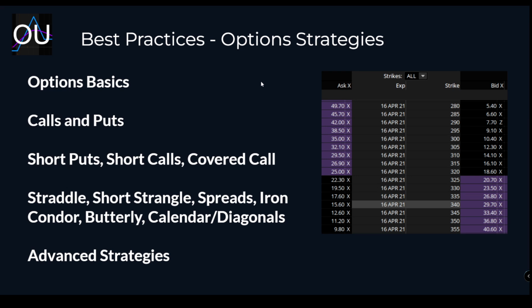Some of the strategies we'll cover today are not very popular. They exist because you can put together a call and a put, and traditionally you can put together 4 legs to make an option contract trade, but it doesn't mean you should. So we need to go over the basics, calls and puts. We're going to cover short puts, short calls, a covered call, straddles, short strangles, spreads, the iron condor you've probably heard a lot about, butterflies, unbalanced butterflies, calendars, diagonals, and some advanced strategies.